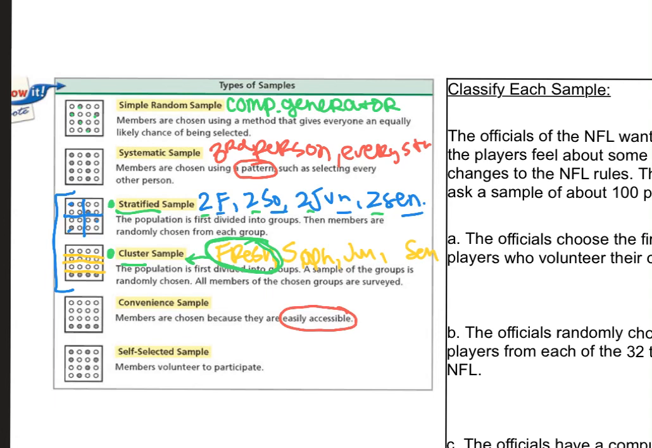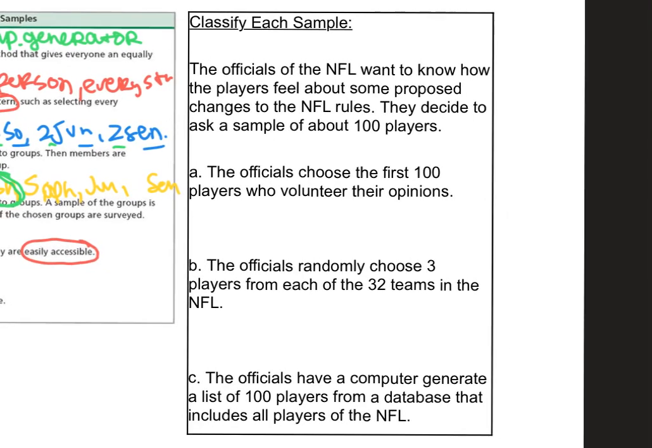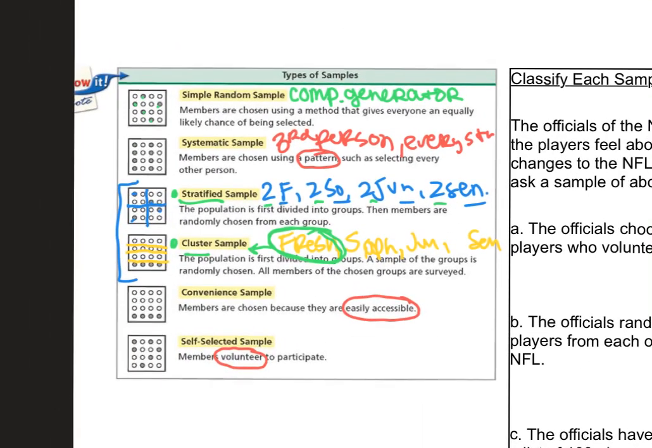Self-selected, this one's easy. People are volunteering to take your survey. It's like me sending out an email saying, hey, come take this survey. Like the junk emails that you always get, you are volunteering to take those surveys if you take them. So volunteers is self-selected. These 6 are what you're going to be choosing between for these problems. Every time I ask for types of samples, you're going to pick between these 6.